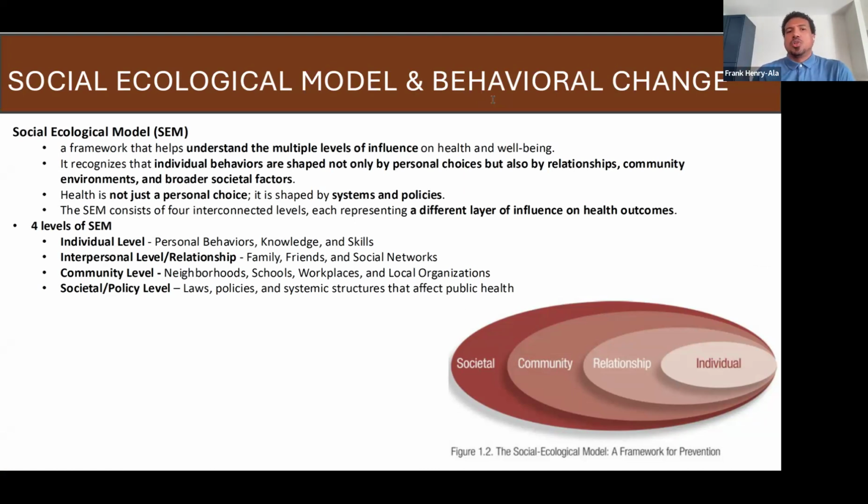And so we call this the social ecological model, which really helps us understand the multiple levels of influence on health and well being, how society, community, or relationships impact us as individuals. And the center of the model is the individual, right? Because all those things ultimately impact the individual. And so there's four different levels. There's the individual level, the interpersonal slash relationship level, community level, and the societal slash policy level.